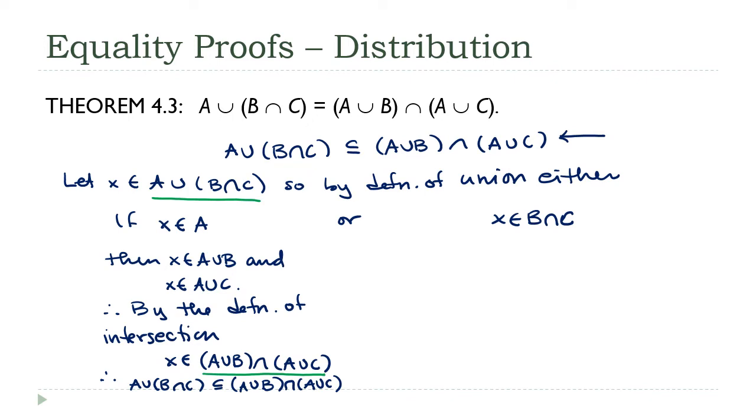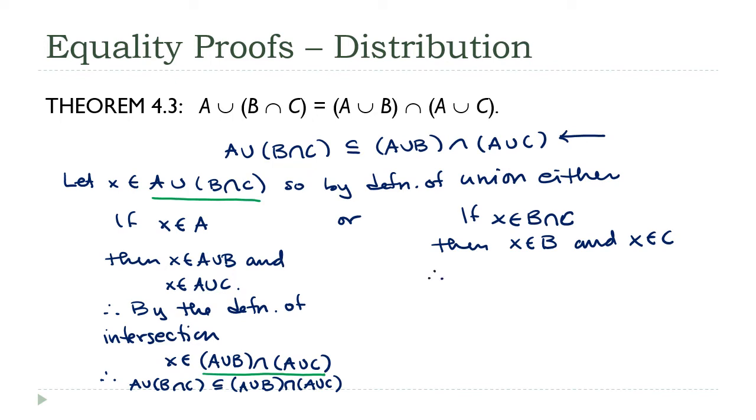Now let's look at the other side, right? If X is an element of the intersection of B and C, then X is an element of B, and X is an element of C. It must be in both of them.